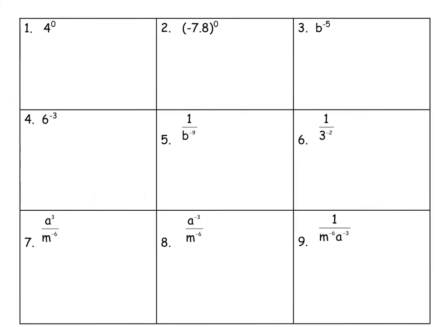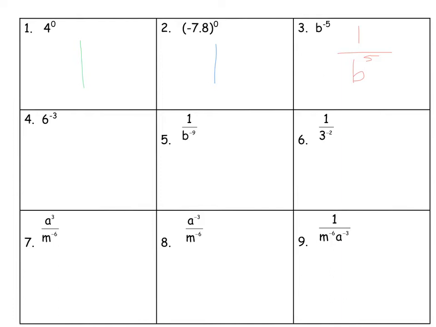The first one, we are asked to find the value of 4 to the 0 power. We know that is going to be 1 because anything to the 0 power will be 1. For the second one, we have negative 7.8 quantity to the 0 power. We know that's going to be 1 because anything to the 0 power is going to be 1. And for b to the negative 5th power, we know that anything to a negative power is going to be 1 over the base to the positive exponent, so it becomes 1 over b to the 5th.